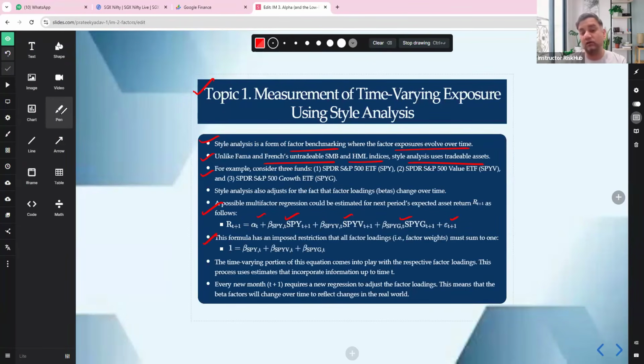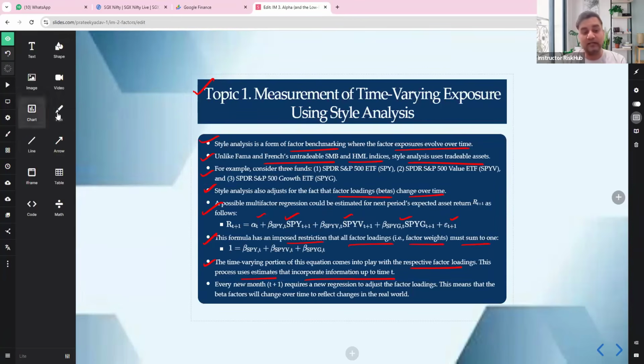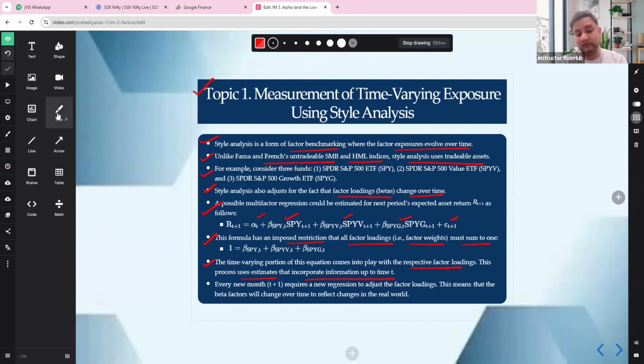Very, very important. Style analysis also adjusts for the fact that factor loading betas change over time, which we discussed earlier in the introduction. This formula has an imposed restriction that all factor loadings, the factor weights, must sum to 1. That also is an assumption. The time varying portion of this equation comes into play with respect to factor loading. This process usually estimates using information up to time t. So each month, new regression, new betas, because your fund managers change their positions and market conditions change.